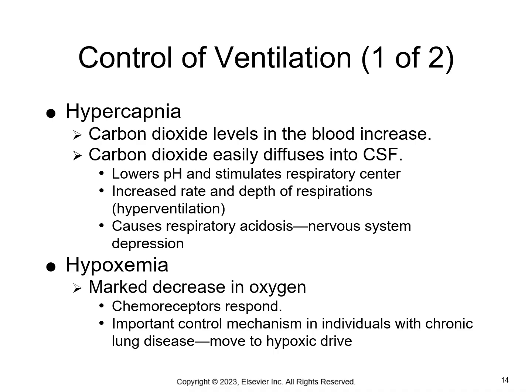The control mechanism is important for clients with chronic lung disease because their body adapts to a sustained elevated level of carbon dioxide, and this moves towards a hypoxic drive. These clients are dependent on low oxygen levels rather than the slight elevation of carbon dioxide in order to stimulate breathing. Therefore, it's important for these patients to remain slightly hypoxic and not be given excessive amounts of oxygen at any time. Hypoxia is inadequate oxygen to the cells.